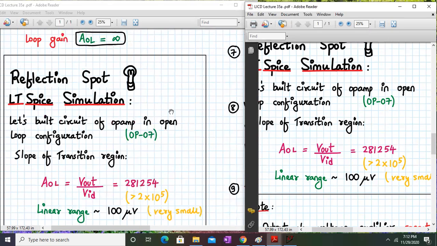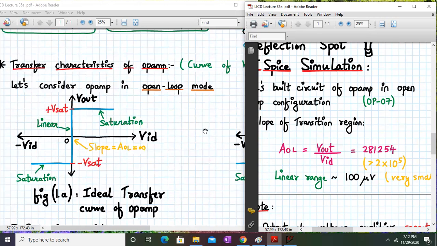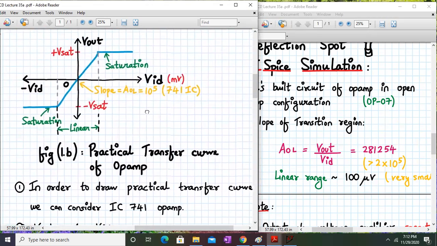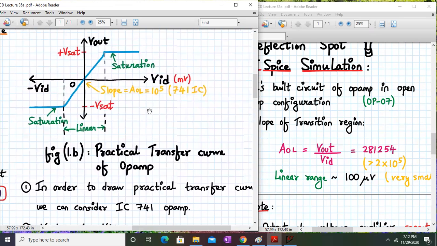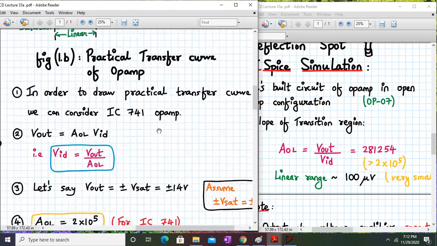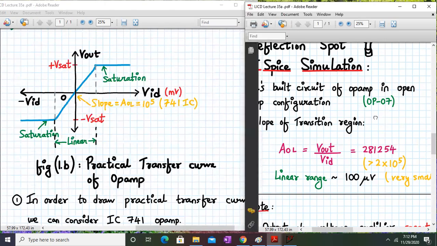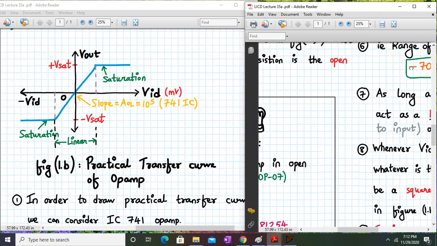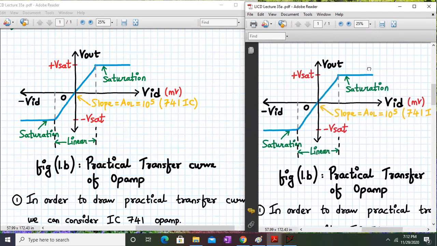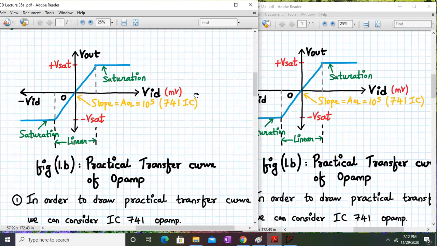Okay, fine. Now let's check the other part, that is the op-amp in the open loop. And here is my practical transfer characteristics. Just now we have observed this, correct? Okay, let me go back to the diagram. Let's check this value. Let's check these characteristics now in detail slightly.